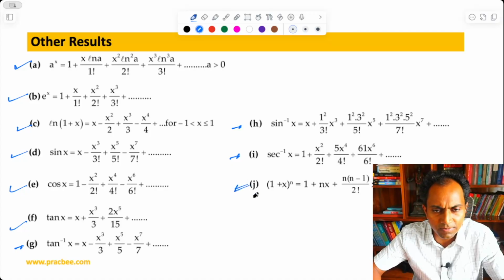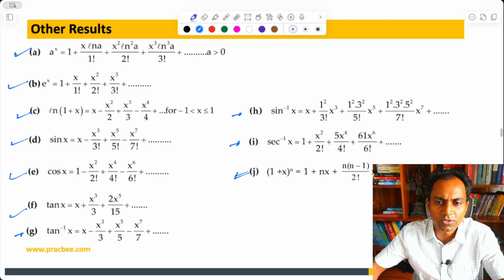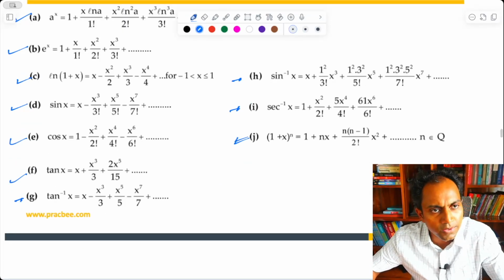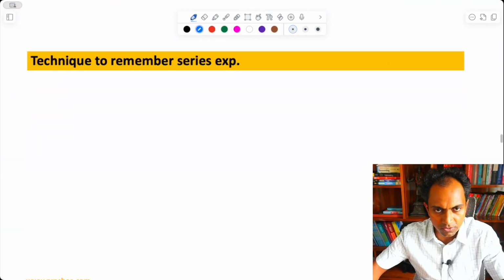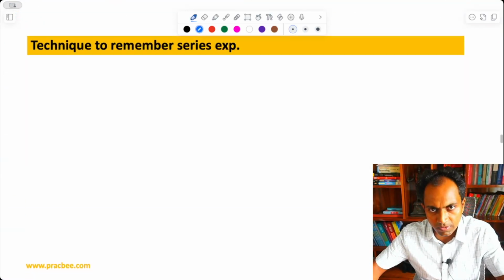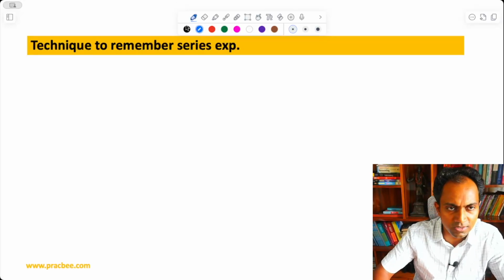But this is something that we already know. This is a series expansion of the binomial expansion. So you can clearly see that most of the series you already know. It is not very difficult. And the rest of them, like the first 4 or 5, I will tell you a technique to remember them. There is a technique because we will use whatever we remember in solving problems. So let us learn that technique.